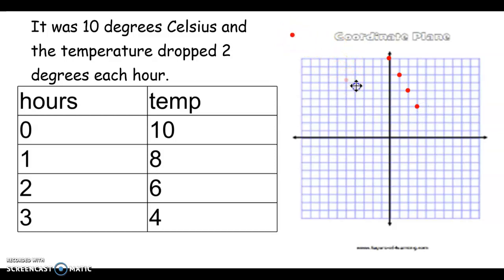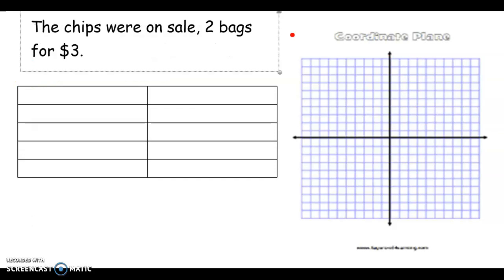This line looks a little different. 1, because it didn't start at 0. And 2, because this line is coming down. After 5 hours, it would hit 0 degrees Celsius. And after 6 hours, it would be below 0. But we see that our line goes down when we have a negative rate of change, when it's dropping or going down.